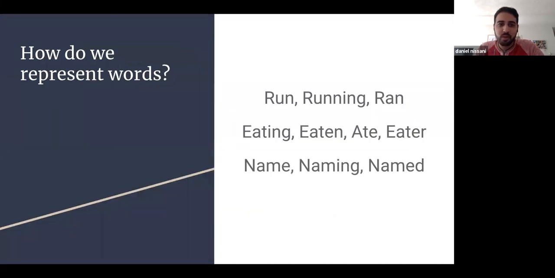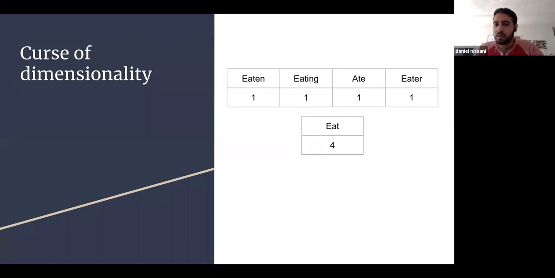So we really want to think about how we're representing words. One thing to think about is, what if we have words like run, running, ran, eating, eaten, ate, eater, name, naming, named. If we had a slot in our vector for each of these words, such as eaten, eating, ate, eater, then we'd count them as one in each slot. The problem is some sentences might have eaten, some might have eating, some might have ate, some might have eater, but all of them have the root that they're really talking about, which is eat.